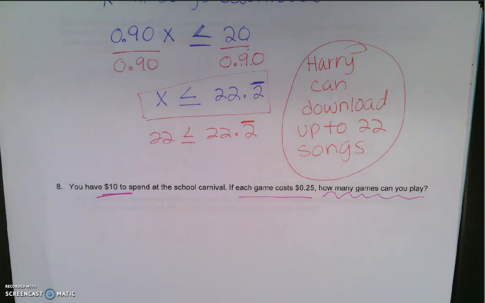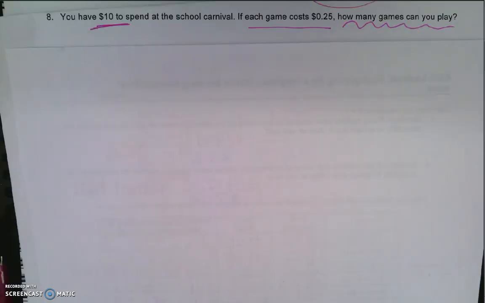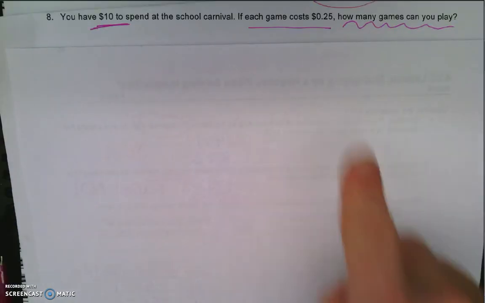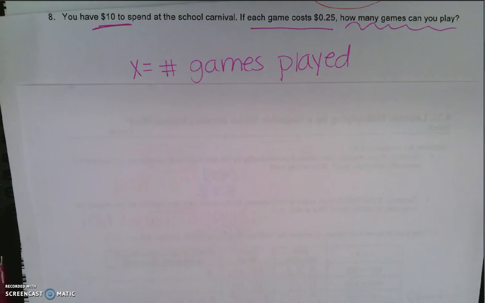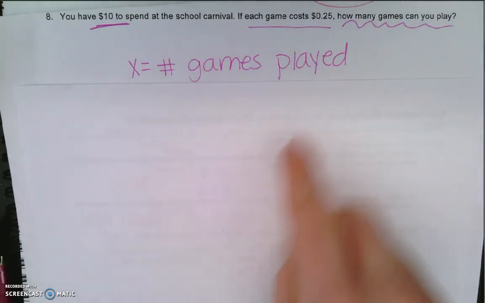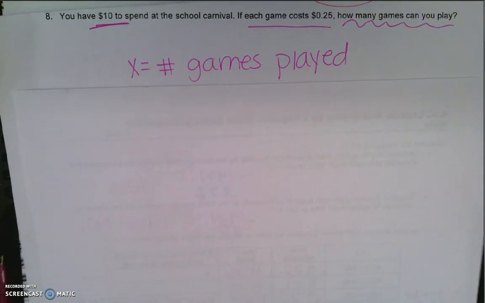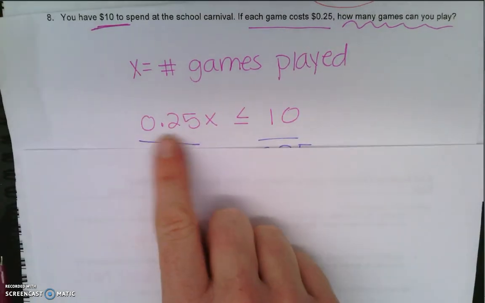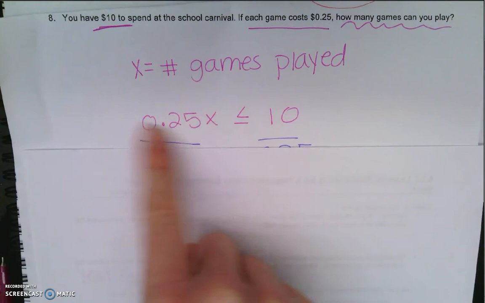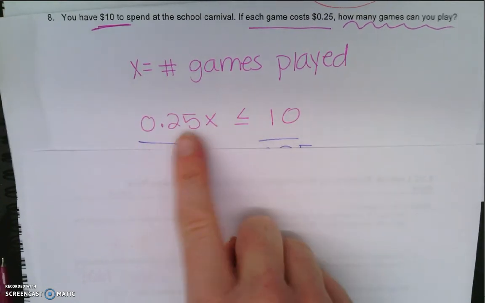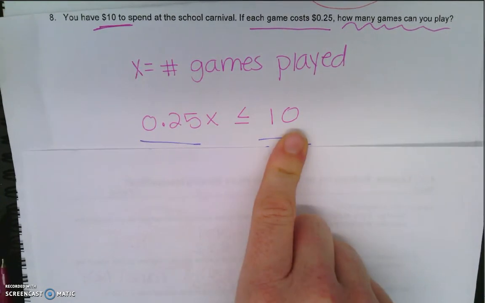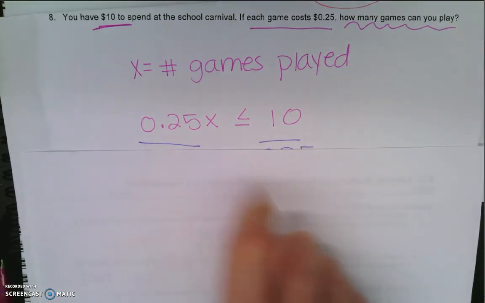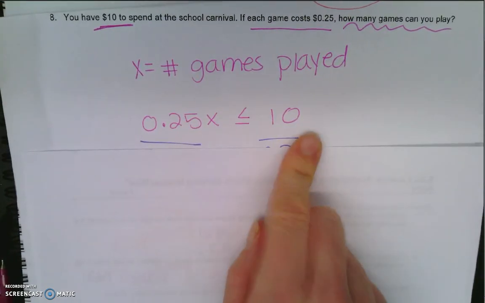Thank you for pausing the video for 3 minutes. Okay, let's see how we did. Since it asked how many games can you play, our unknown is number of games played. We only have $10 to spend and each game's 25 cents. So we're going to spend 0.25x at the carnival. We can spend less than or equal to $10. So this amount needs to be less than or equal to $10.